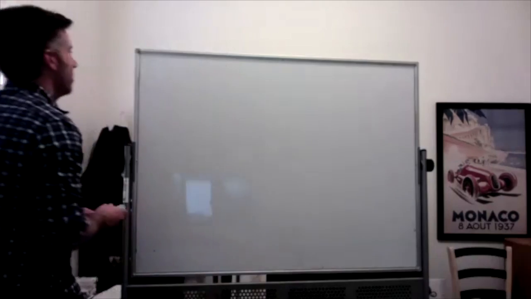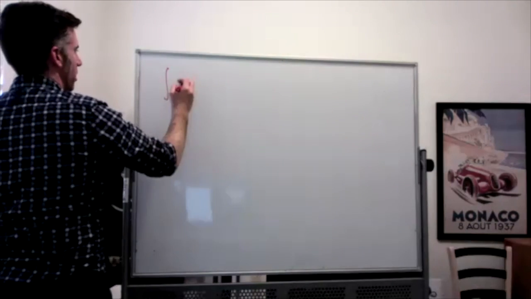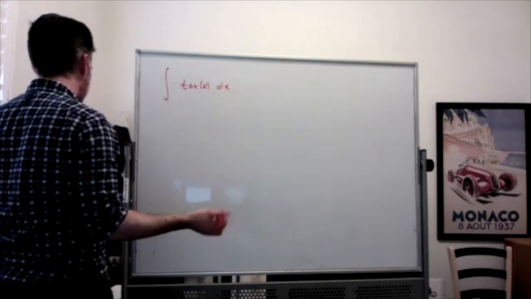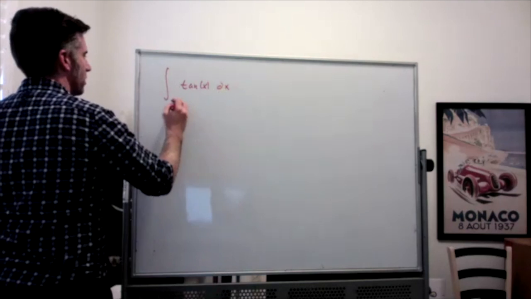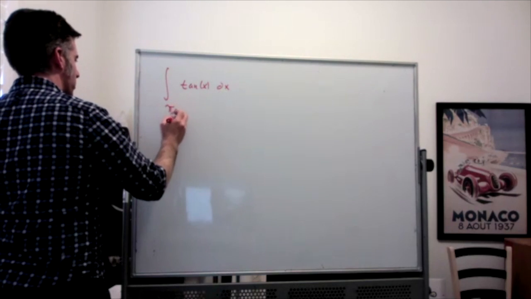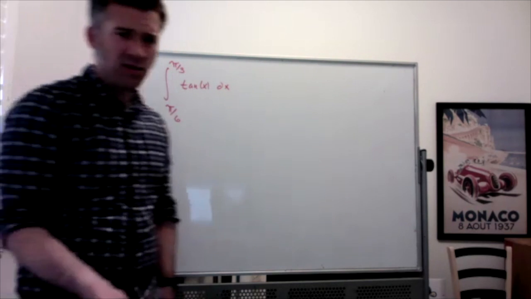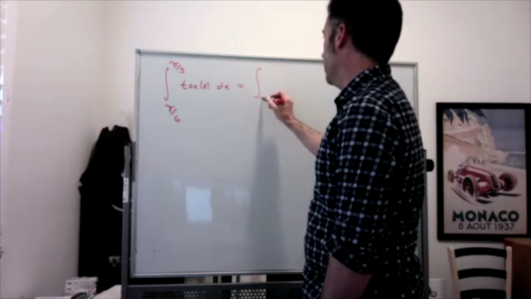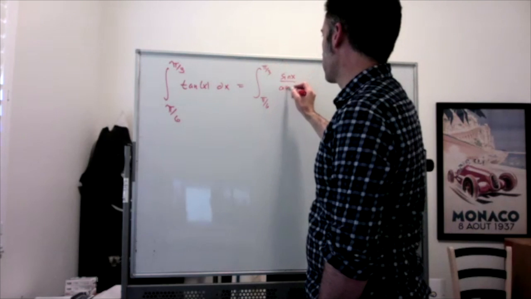So let's see. Let's do the integral of tangent of x from pi over 6 to pi over 3. Okay, so for tangent of x, we have to rewrite it as sine of x over cosine of x.